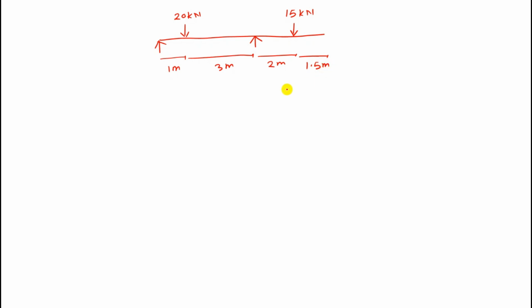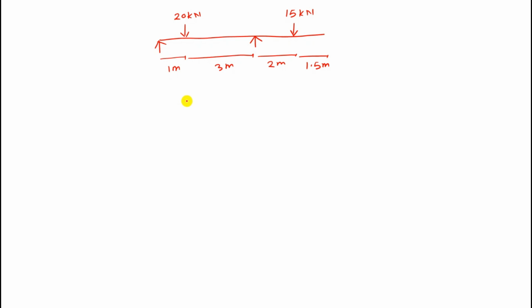Let us consider one example. So this is a simply supported beam with overhanging at one side, and at this point a 20 kilonewton load, and at this point a 15 kilonewton load. So this is 1 meter, this is 3 meter, this is 2 meter, and this is 1.5 meter.